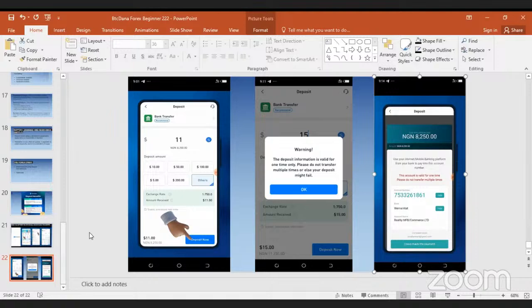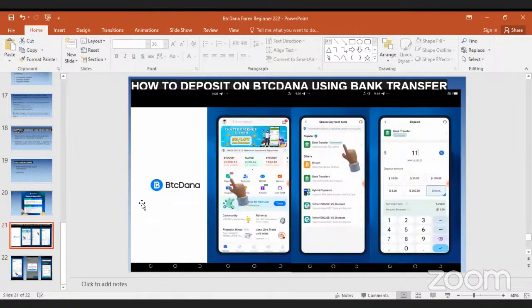Please, let's be guided. Remember what I said here. The account generated for you here is for 30 minutes use only. After your deposit, don't save these account details. Anytime you want to make another deposit, always go back to the first step and repeat everything that we've talked about. Repeat the deposit process. Click on deposit.